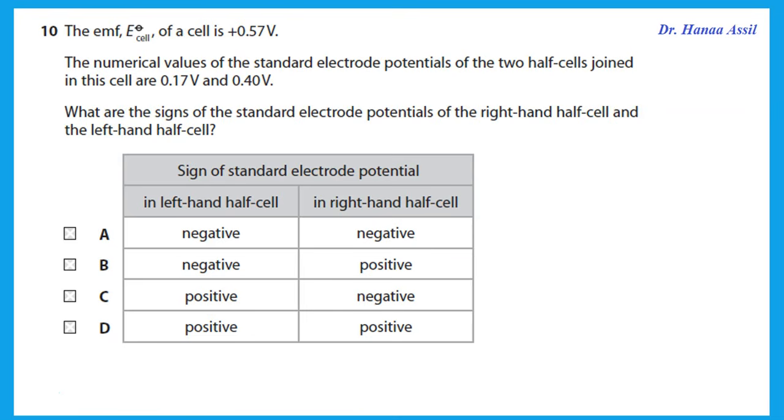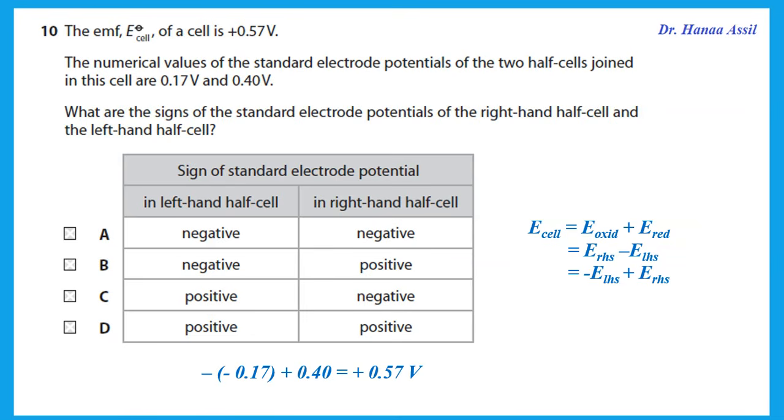So we should know that the E cell is overall either the addition of E oxidation plus E reduction, or if we're looking at the right hand side and the left hand side, it is the E of the right hand side minus the E of the left hand side. Or if we're looking at our numbers, then it is negative of the left hand side plus positive of the right hand side. This gives a total of 0.57, and that is correct.